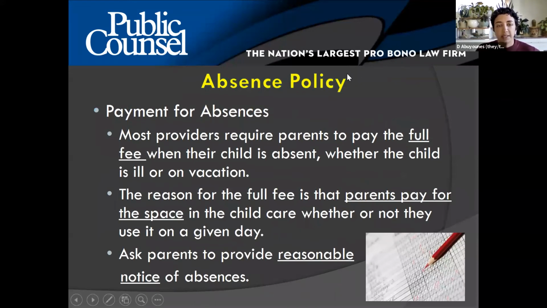So, payment for absences. Most providers require parents to pay the full fee when their child is absent, whether the child is ill or on vacation. The reason for the full fee is that parents pay for the space in the childcare whether or not they use it on a given day. So ask parents to provide reasonable notice of absences. So why have an absence policy? It's basically like having something such as a gym membership. You have to pay whether or not you go.